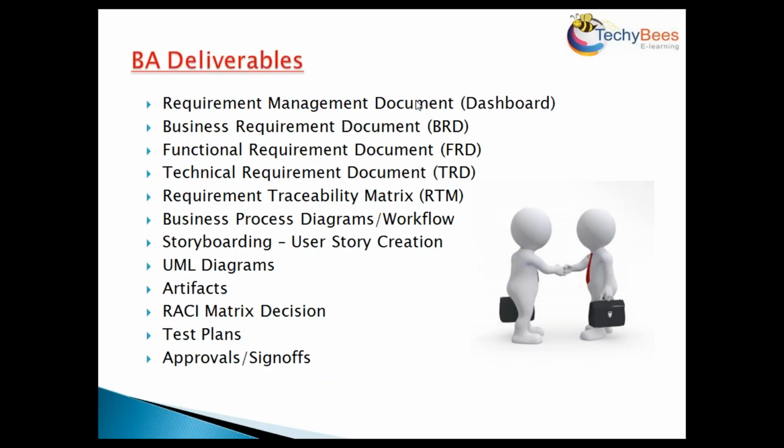So what are the three types in RTM? In RTM we have business outcome to business requirement mapping, business requirement to functional requirement mapping, and functional requirement to test case mapping. Three different scenarios in which RTMs can be created. So we will see that in detail. And then the business process diagrams and workflows.